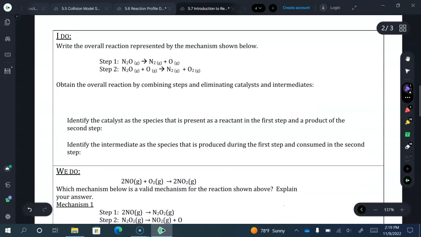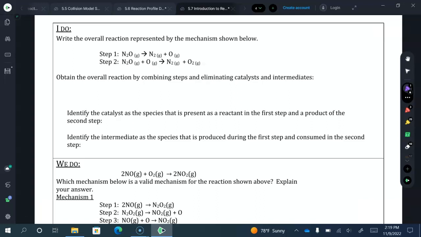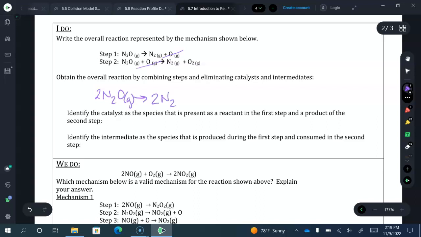So let's look at how we can use these concepts in application. We are going to write the reaction represented by the mechanism shown below. Obtain the overall reaction by combining the steps and eliminating catalysts and intermediates. So when we look at the arrow, we're going to cancel out anything that is the same on both sides, which happens to be that oxygen atom. And we see there's nothing else that is on both sides exactly the same. So we are going to write our overall reaction as 2N2O yields 2N2, and they're all gas, plus oxygen gas.